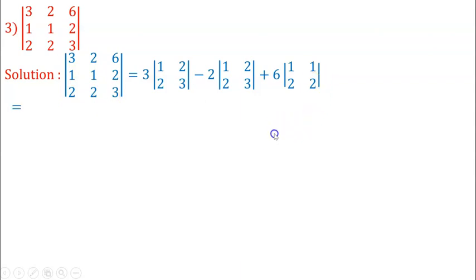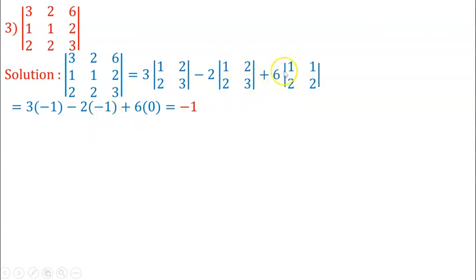Okay. And evaluate it. You will get here the answer. A normal evaluation is 1 into 3 minus 2 into 2, 4. That is 3 minus 4. You will get here minus 1. Next, minus 2. Again, 1 into 3, 3. Minus 2 into 2, 4. That is 3 minus 4. You will get here minus 1.